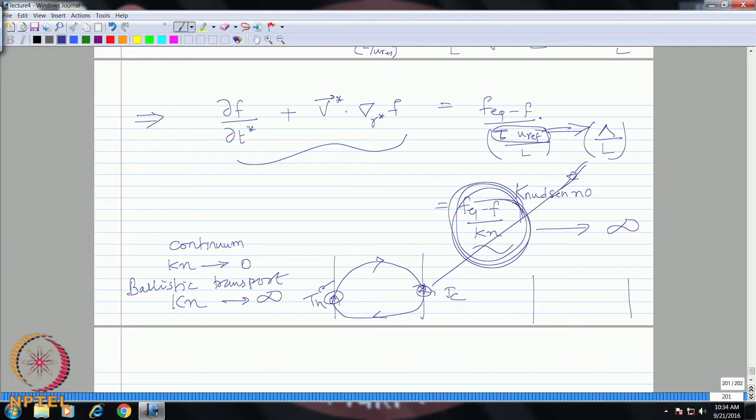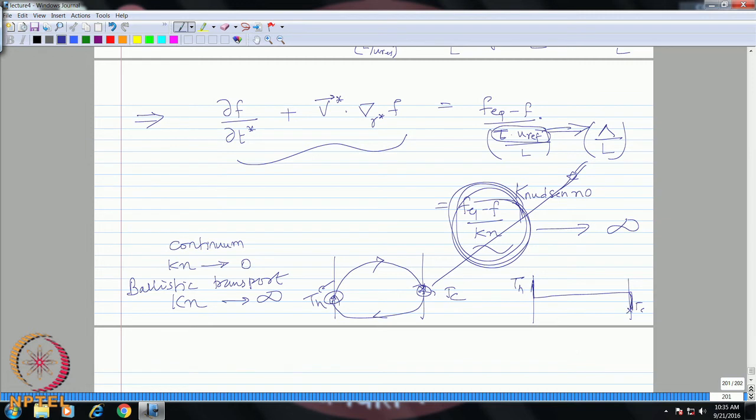So, if you solve this particular problem using the Boltzmann transport equation, what you expect is, suppose this is your TH and this is your TC, there will be a temperature jump like this and something like this, and again a temperature drop like this.